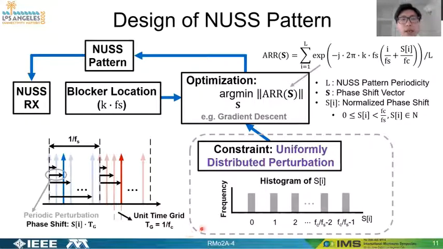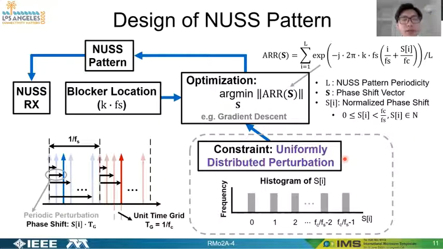Then, the S of I should be uniformly distributed within one sampling period to reject aliases. As shown in the histogram, 0, 1, 2 until Fc over Fs minus 1 should occur with the same number of times. This constraint is called uniformly distributed perturbation.